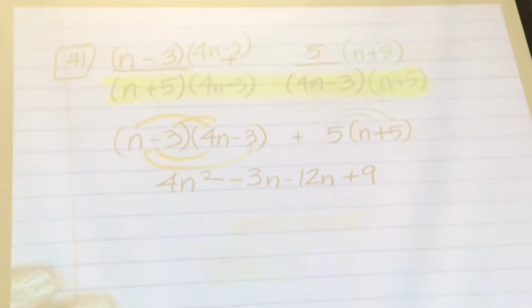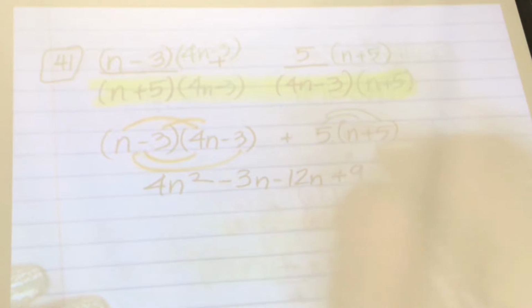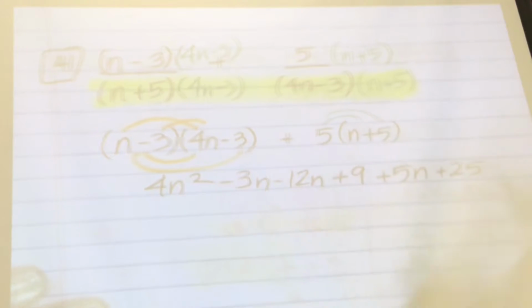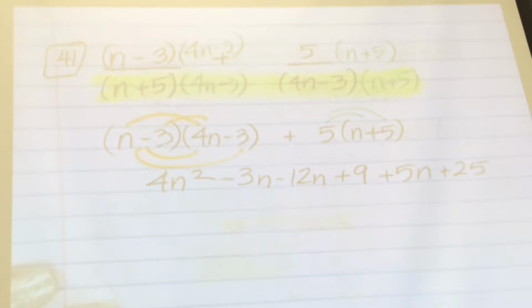Now I just distribute this. 5 times n plus 5, and I have 5 times n, that's 5n. And then 5 times 5, that's 25. If you want, you can put February on top and March on the bottom to save you time, so you don't have to do another one for March.